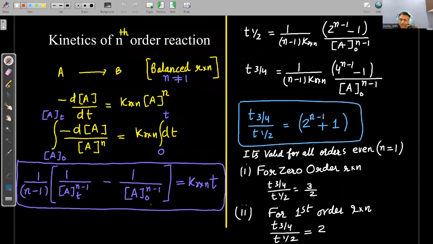Kinetics of nth order reaction. So we have taken a reaction which is balanced. One reactant is there, coefficient is 1. So first we calculate for coefficient 1: minus dA upon dt is equal to K reaction A to the power n. And if we take like terms on the same side, minus dA upon A to the power n is equal to K reaction into dt. At time t is equal to 0, concentration is A naught, at time t concentration is At.